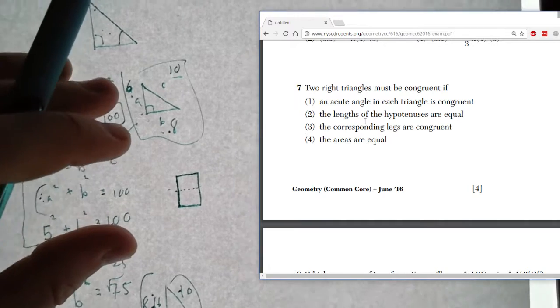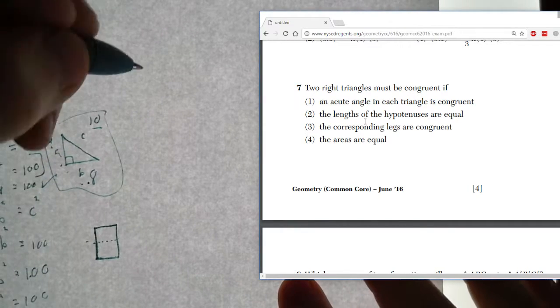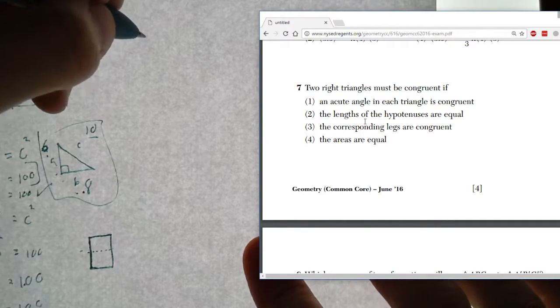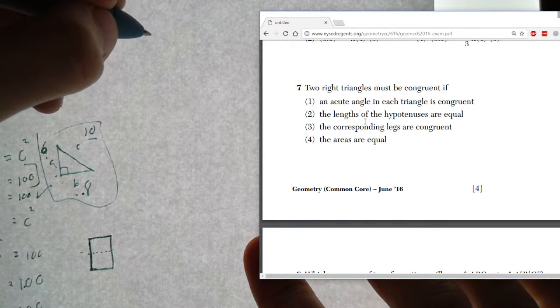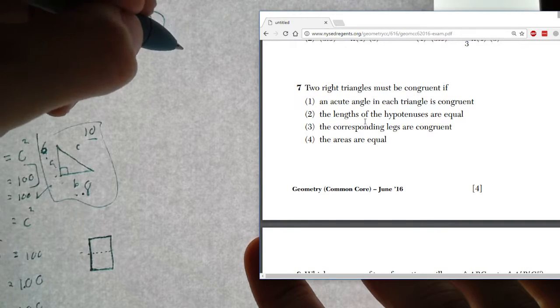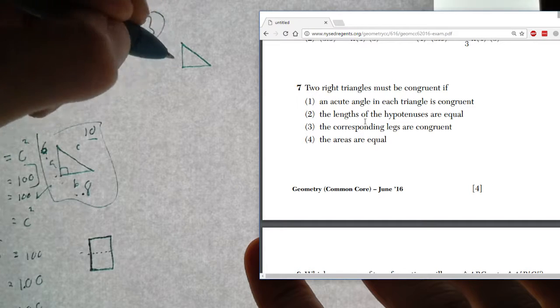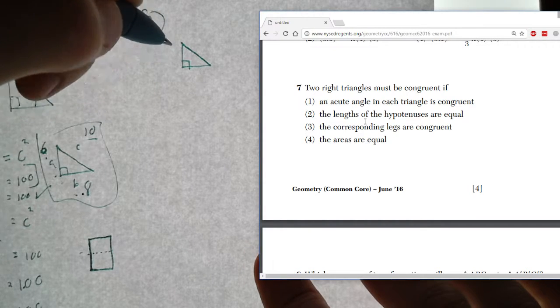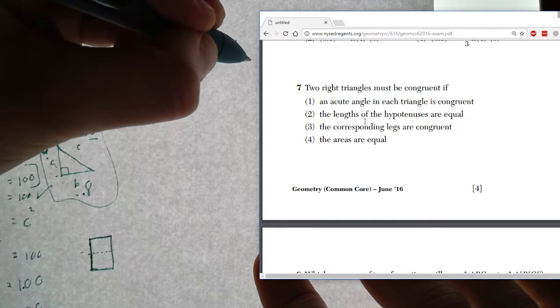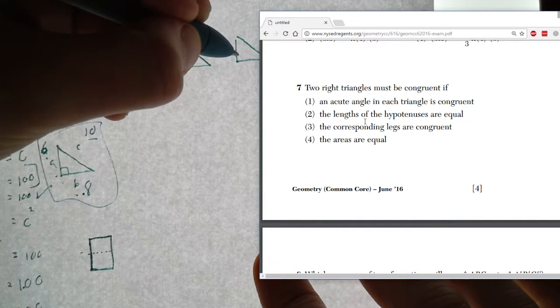Let's take a look at number 3. Okay, so for number 3, let's say I've got a triangle here, and it's a right triangle, and the legs are equal. Uh-oh, this looks like it's going to be my answer. And you can see just by drawing it.